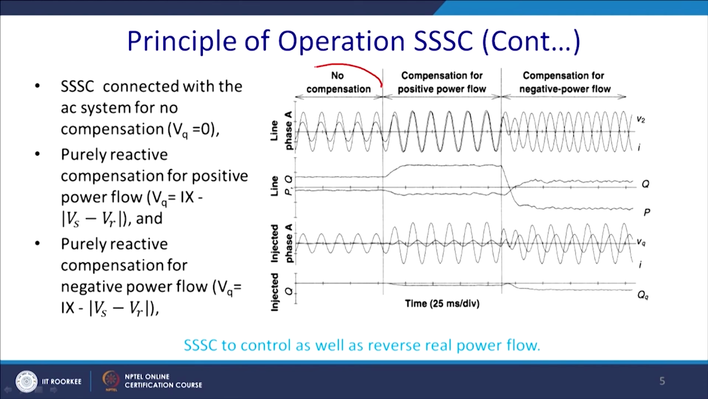This is actually without compensation, where voltage and current are assumed to be in phase. Now, you will have a positive compensation and thus current increases. And what happens thereafter? You will have compensation for the negative power flow. So it will become a 180-degree phase shift. So this is voltage and this is current. So current is flowing in a negative direction. What happened to the P and Q?